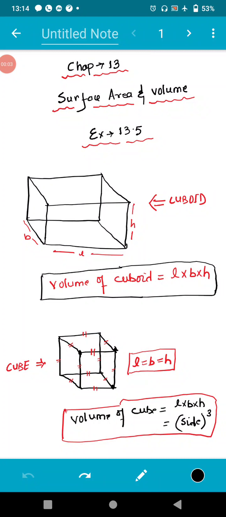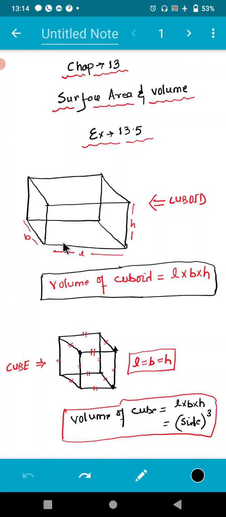Hello everyone, this is Pallav sir, and today we'll start exercise 13.5, chapter 13, surface area and volume. So as you see on the screen, before we get on with the exercise sums, you need to know two formulas, that is volume of cuboid and volume of cube. So let's start with this part.